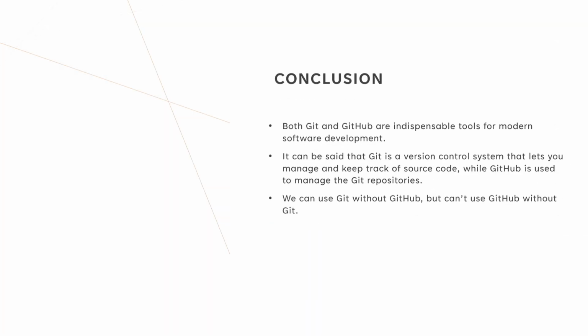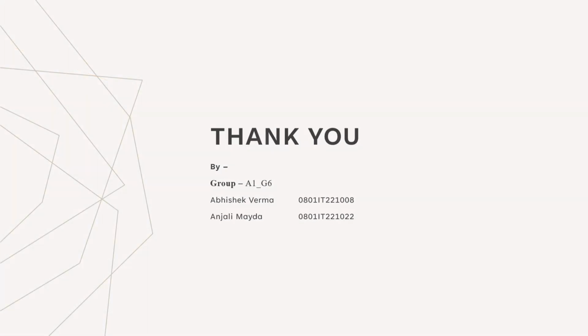Now it's time to conclude what we have learned. So both Git and GitHub are indispensable tools for modern software development. It can be said that Git is a version control system that lets you manage and keep track of source code, while GitHub is used to manage the Git repositories. We can use Git without GitHub, but can't use GitHub without Git. So thank you so much friends for watching our presentation.